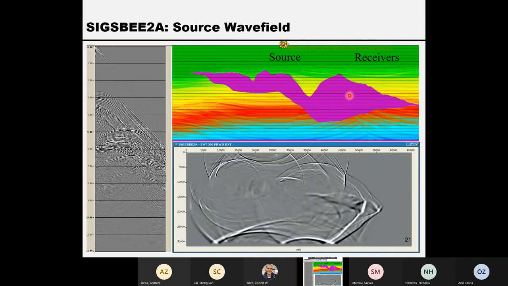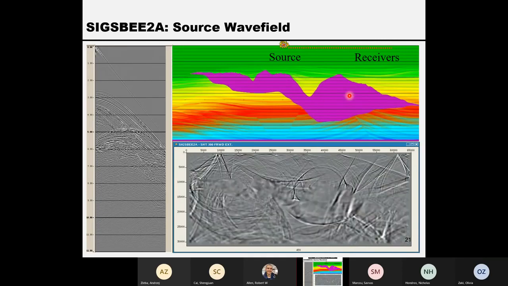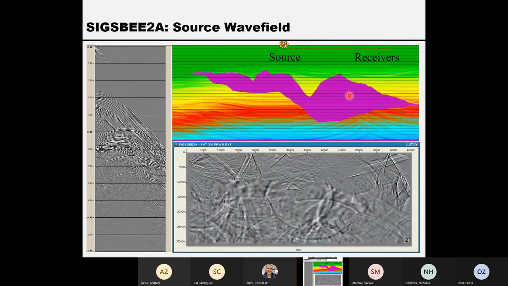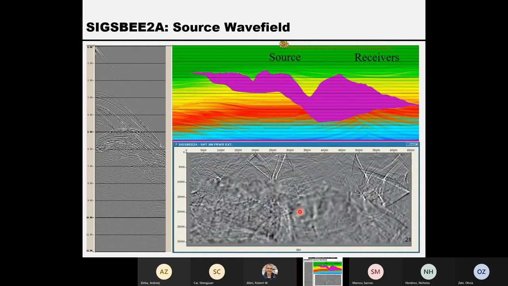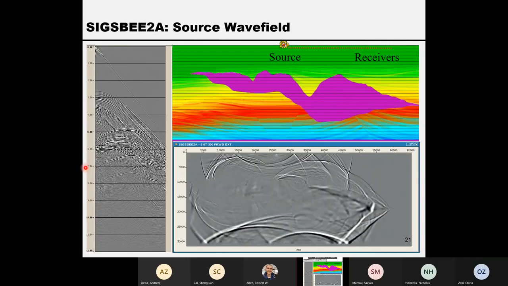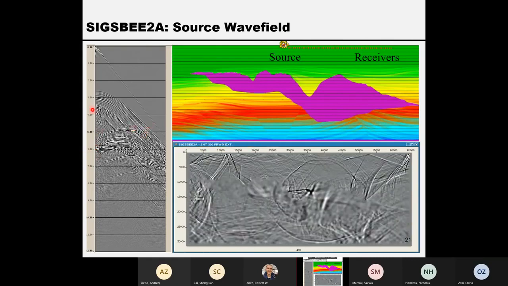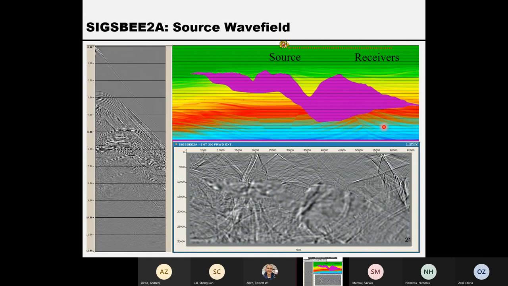The salt body has a strong, high velocity and high density. So you can see in this part there's not much wavefront inside the salt body. Why I emphasize this shot gather here: often we see, this is for a 2D model, right? Only 2D.